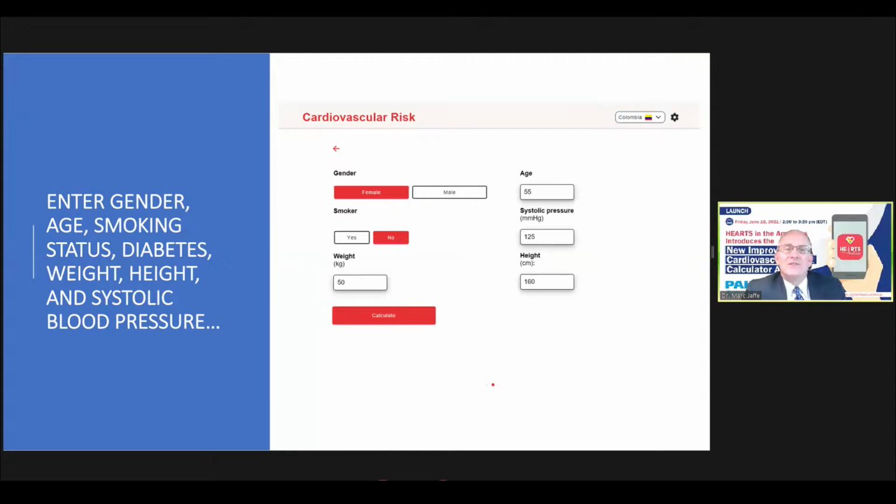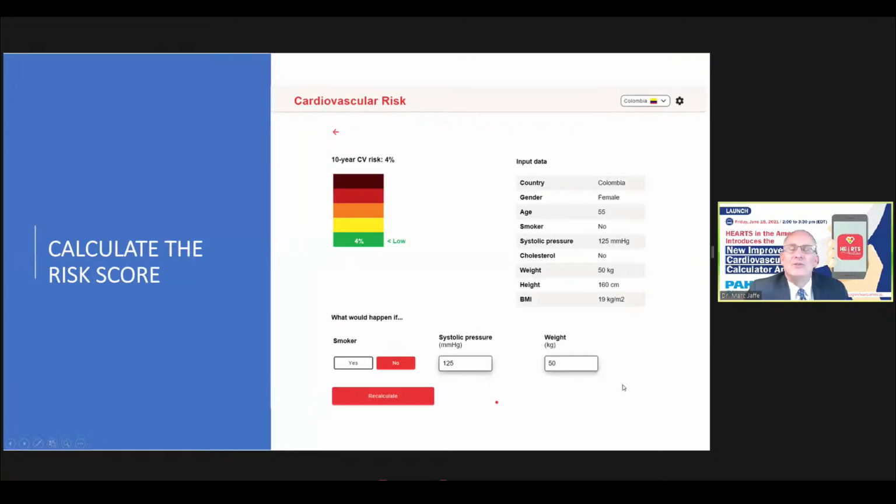So we'll enter age, smoking status, diabetes, weight, height, and systolic blood pressure. And we'll go ahead and hit calculate and go to the next slide. And you can see this is a similar example to what Professor Taher said earlier, and that's that this is a very low risk individual. It's in the green; in the traffic light analogy, this is go. I mean, things are probably good, very low risk. And we'll go to the next slide here.